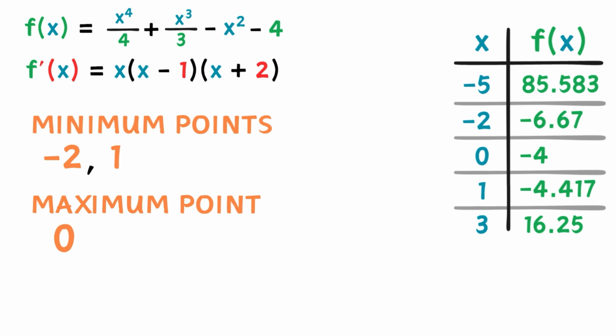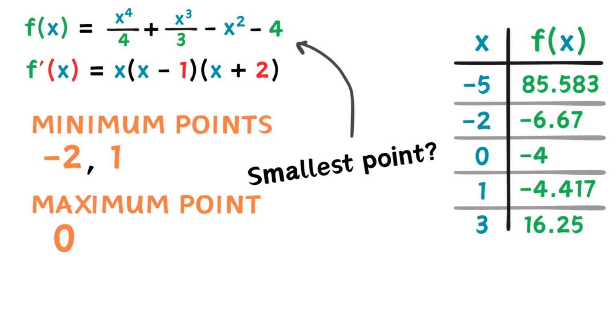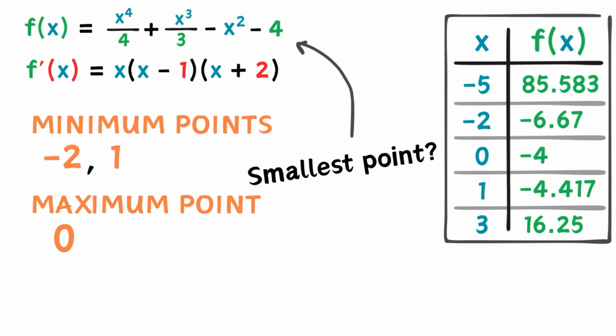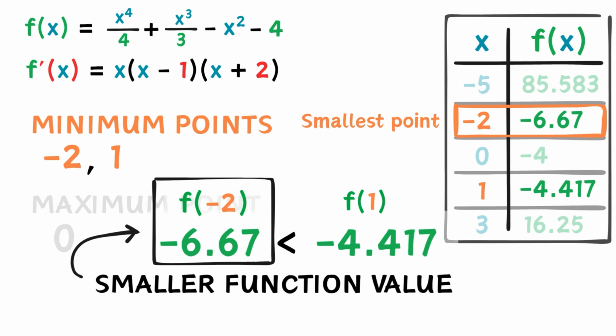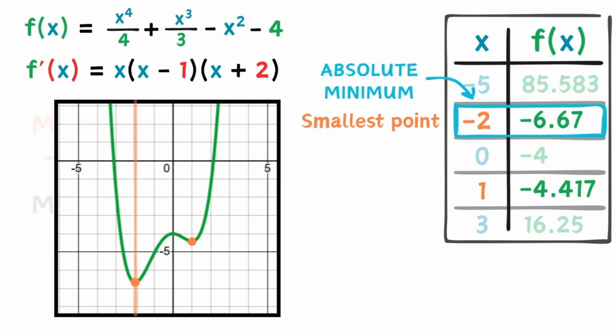Now, what if I asked you, what is the smallest value, or the absolute minimum on this function? You may have noticed the table sitting on the right for a while. We found two minimum points, negative 2 and 1. To find the smallest minimum, we just need to check the function values for those minimum points. From the table, we see that negative 2 is smaller than 1. So negative 2 is the absolute minimum point on this function. Don't believe me? Let's check out the graph.